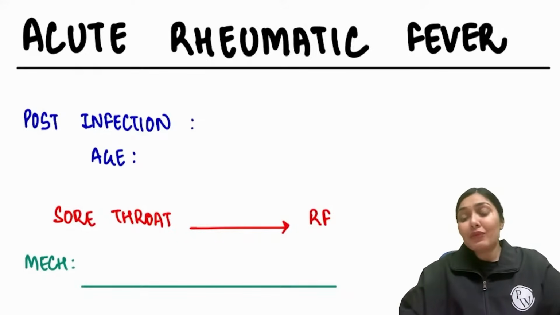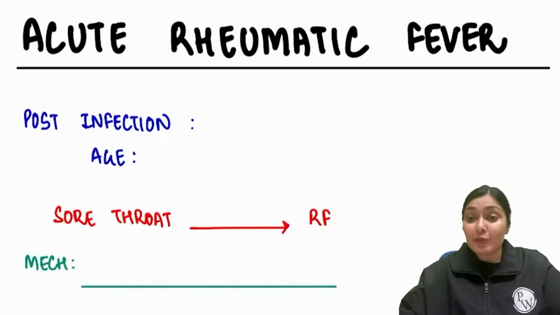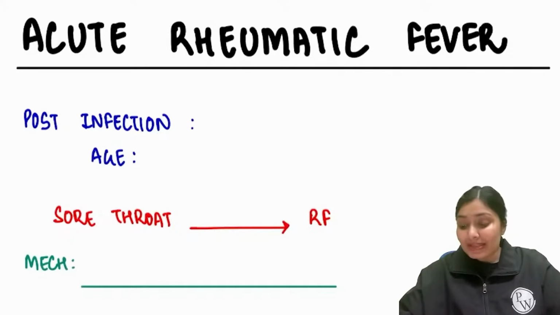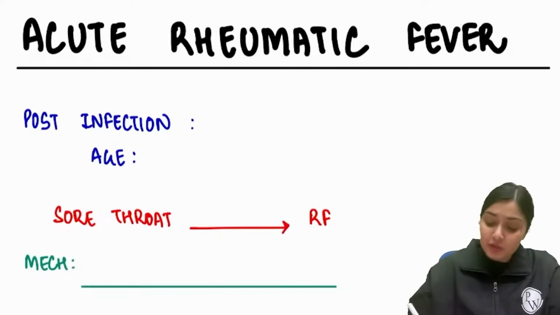So acute rheumatic fever is one of those entities that happens post-infection, right? This happens after the infection with group A beta hemolytic streptococcus.